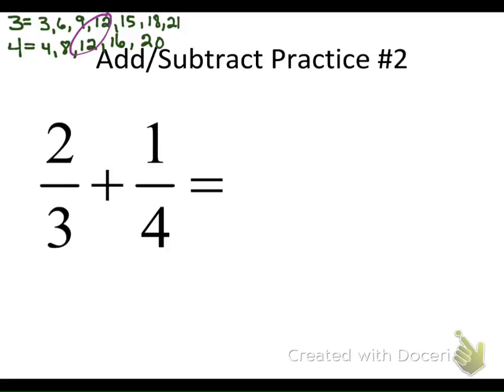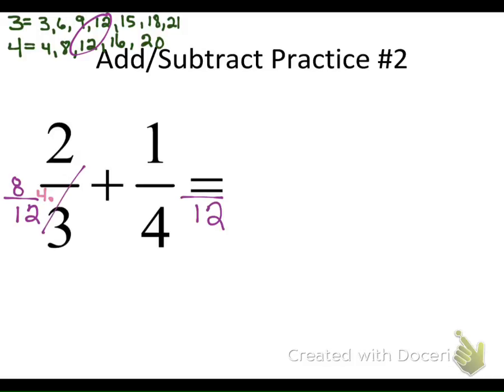So 12. So my new denominator is going to be 12. So I'm going to come to the side of each of my fractions. I'm going to set it up like that. Well, if I'm changing my denominator, I also have to change my numerator. So you have to think 3 times what gets you to 12? 4. So whatever I multiply my bottom by, I multiply my top by. So what's 2 times 4? 8. So my new numerator is 8. So my new fraction is 8/12.